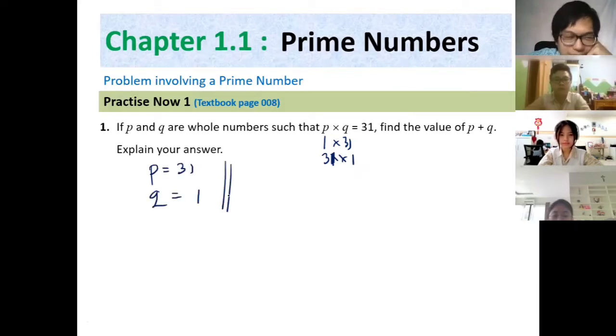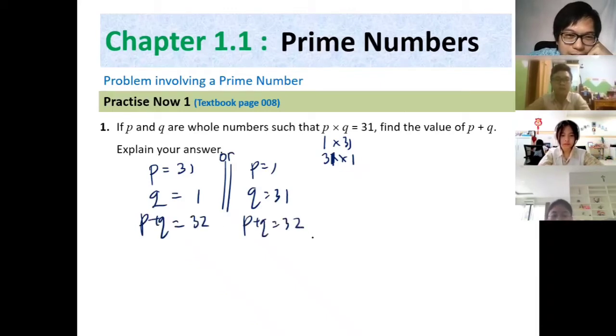No. So it's called a prime number, right? Either P equals 1, Q equals 31, so you can choose either one. So P plus Q equals 31 plus 1, 32. P plus Q is also 32. Okay, explain your answer. This is our explanation. That's all. See, quite simple.